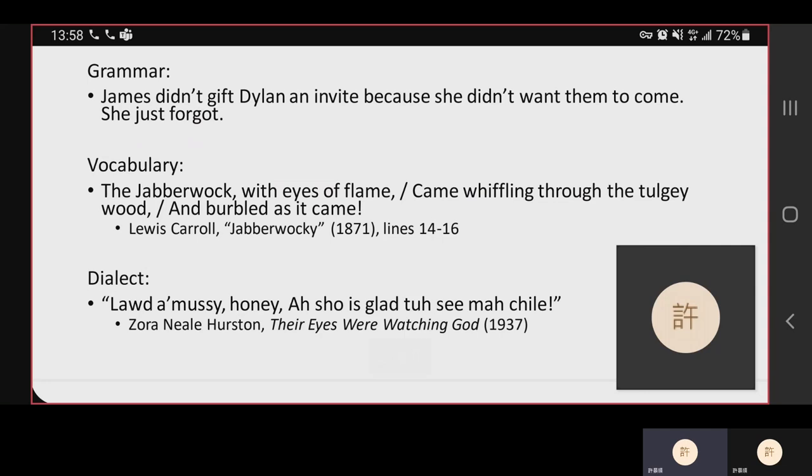What in the world does this sentence mean? James didn't gift Dylan an invite because she didn't want them to come. She just forgot. This example has, hang on, 1, 2, 3, 4 exceptions to rules, or minor rules that you may not know.